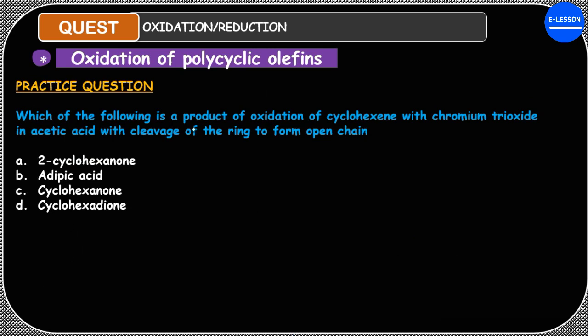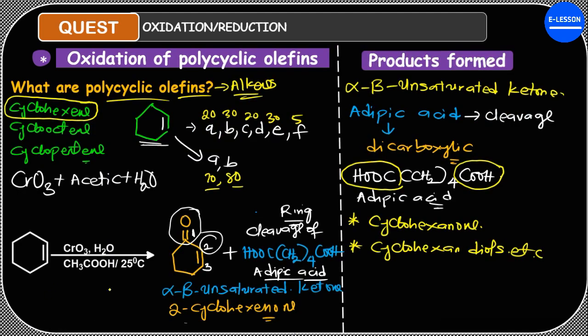So let us answer this question. It says, which of the following is a product of oxidation of cyclohexene with chromium trioxide in acetic acid with cleavage of the ring to form an open chain? Take note of this statement, with cleavage. Now, 2-cyclohexenone, this is supposed to be hexenone, will not lead to the formation of an open ring. The only one that leads to the formation of an open ring is adipic acid.